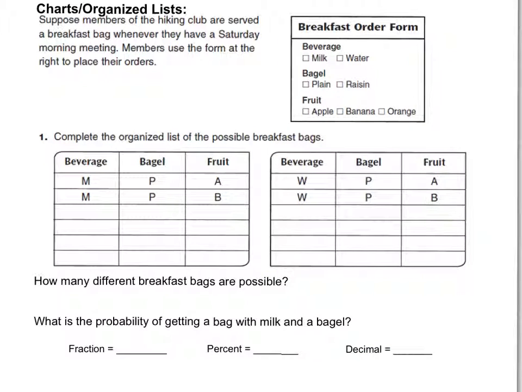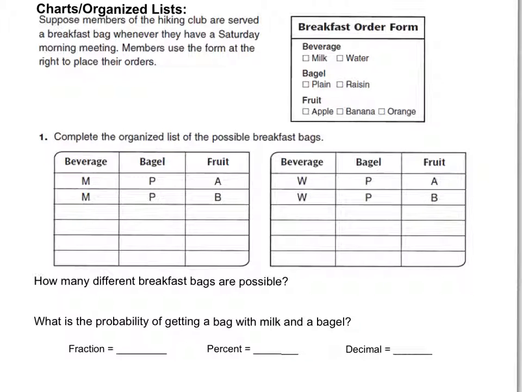So if tree diagrams aren't your thing, you can also make organized lists. Here we have members of a hiking club being served a breakfast bag, kind of like a sack lunch. It's a sack breakfast whenever they have a Saturday morning meeting. Members use a form at the right to place their orders. So the members get to choose between milk and water, plain or raisin bagels, an apple, a banana, or an orange.